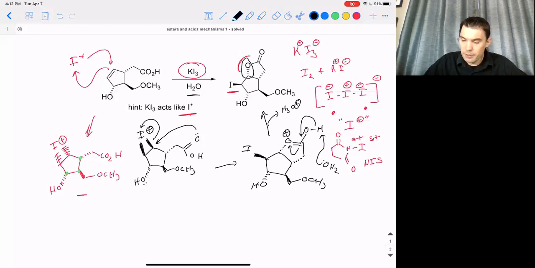And that H3O plus then is going to be balanced out. Remember when we started with I plus, then we should end with something that's plus as well. Okay, so that's the mechanism here for this iodolactonization reaction. I believe this is an intermediate in Corey's synthesis of the prostaglandins, which is fun.